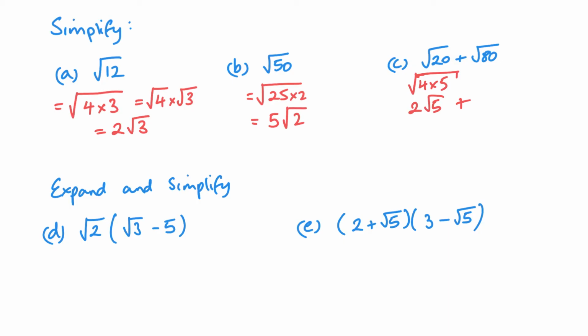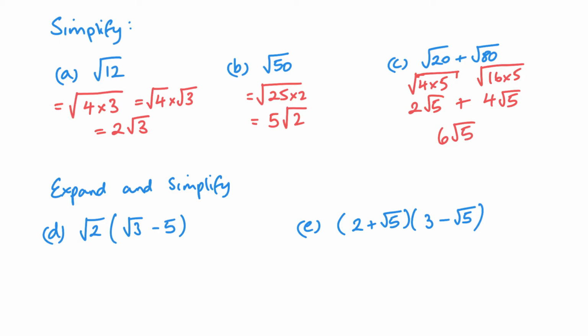Now root 80 is 16 times 5. So when I'm looking here, that's 16 times 5. Square root of 16 is 4. Square root of 5 you can't do. 2 root 5 plus 4 root 5 is 6 square root 5.